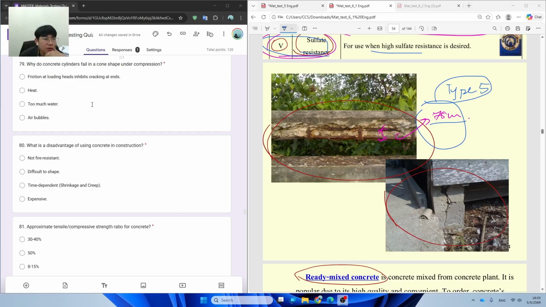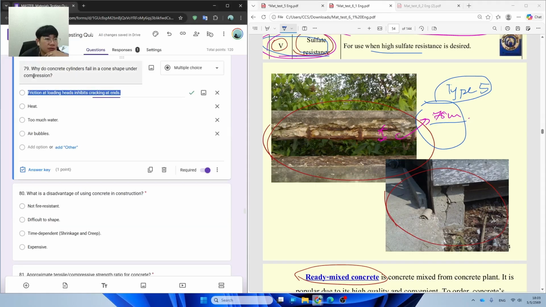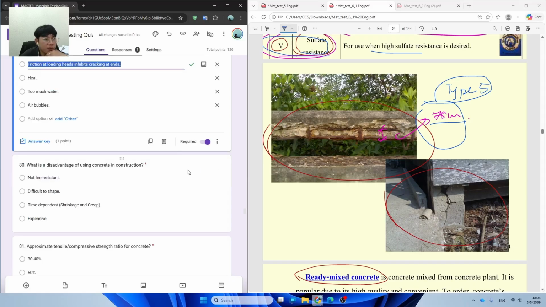Right. So why do concrete cylinders fail in a cone shape under compression? Because of the friction. This one is the one that we already talked about in the previous chapters. It is because the friction at the loading head inhibits cracking at the end. So that's why it transfers the force into the middle of it.